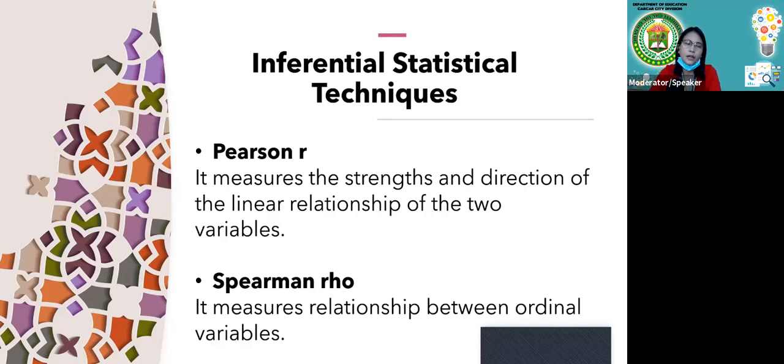Let's say you may want to check if there is a significant relationship between the students' performance and their number of hours sleeping. You want to know if those who sleep early perform better than those who sleep late, for example. Next, Spearman rho. It measures the relationship between ordinal variables.